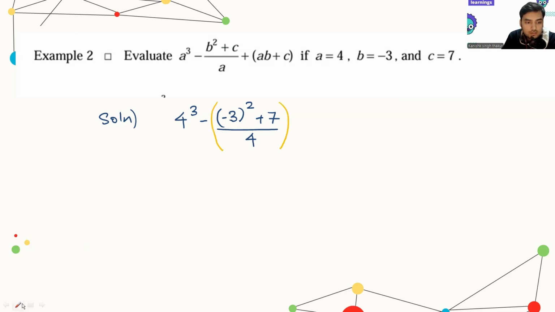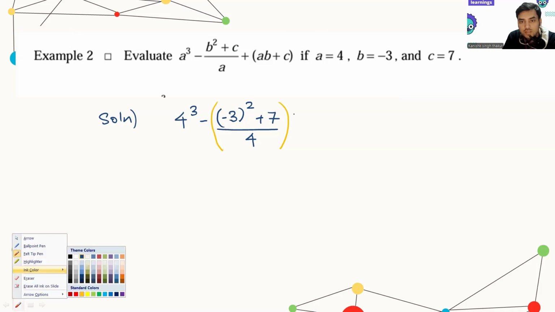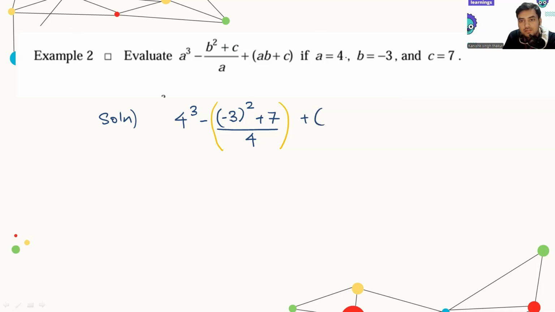Okay, right. Then plus AB plus C, A times B, 4 times minus 3. I'll put this also with a bracket, plus 7. So I have two brackets, one bracket here, one bracket here. Let me solve this one, it was easy. 4 times minus 3 is minus 12, plus 7.